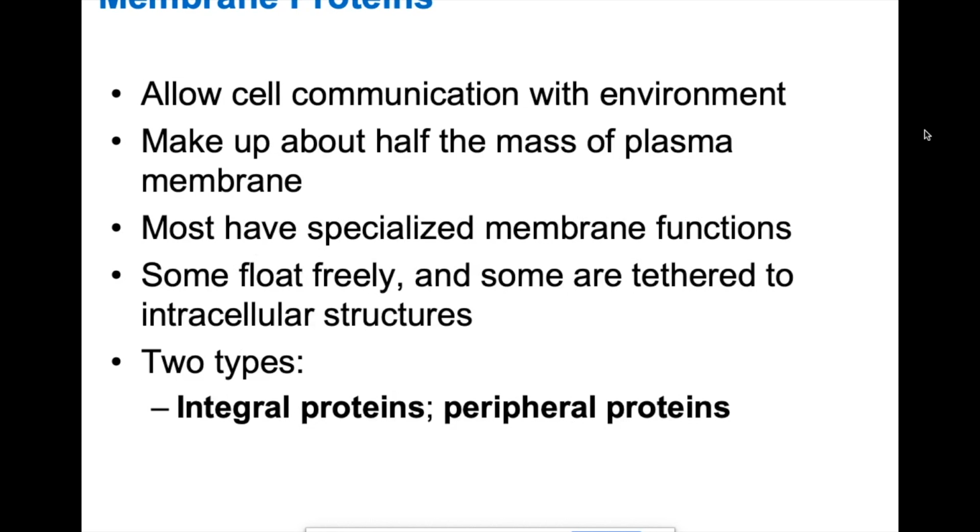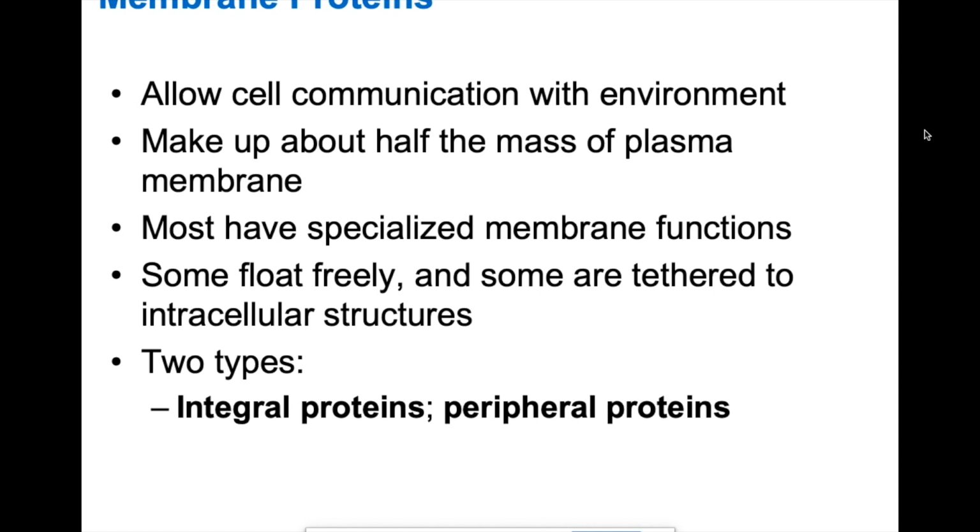Next, we'll talk about our proteins. We just went through our lipids. Our proteins serve a whole bunch of different functions, and we're going to talk about a couple of them today. Our proteins allow for cell communication with the environment. They act as receptors on the outside to receive messages from the outside world, whether from another cell or from other signals present in extracellular environments. They also make up about half the mass of the plasma membrane.